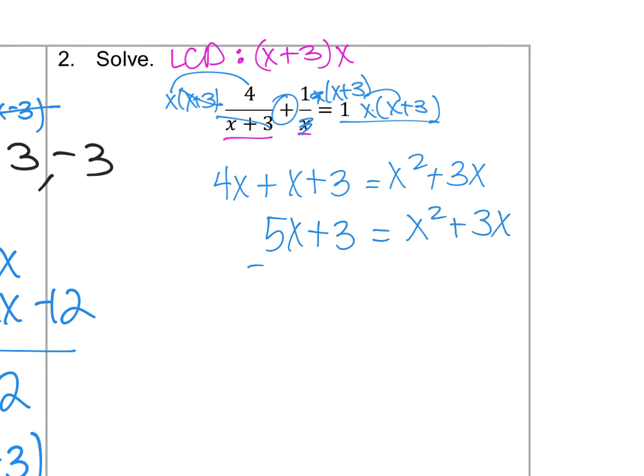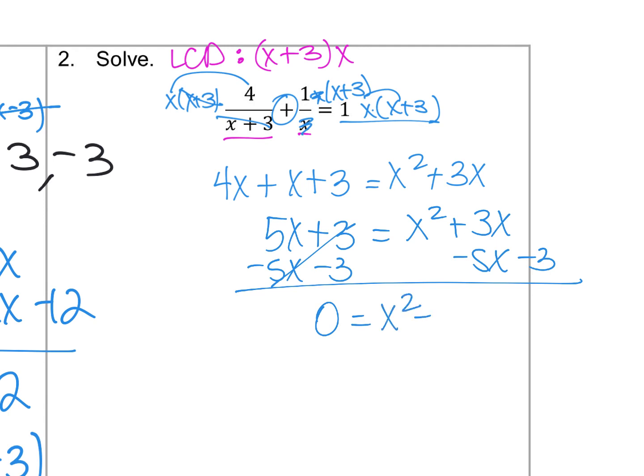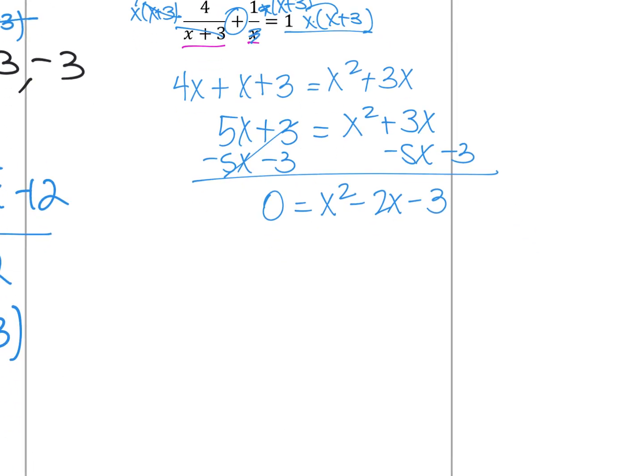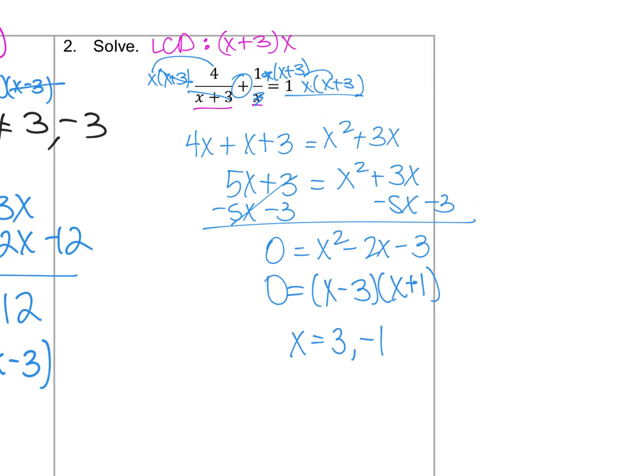I'm going to set it equal to 0. If I'm going to factor it, you don't have to. You could use the quadratic formula or the calculator. Then I need my x squared to be positive if I am going to factor. So that would be negative 3 and positive 1. Those are your factors, not your solutions. So then I get x equals 3 and negative 1.